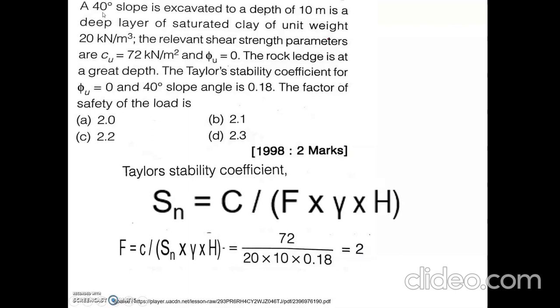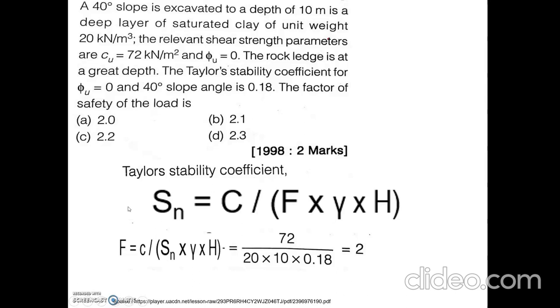Now we'll solve simple problems wherein all the values are directly given. A 40-degree slope is excavated to a depth of 10 meters in a deep layer of saturated clay of unit weight 20 kN per cubic meter. The relevant shear strength parameters are Cu equal to 72 kN per square meter and phi u equal to 0. The rock edge is at a great depth. The Taylor's stability coefficient for phi u equal to 0 and 40-degree slope angle is 0.18. The factor of safety we will have to find out.